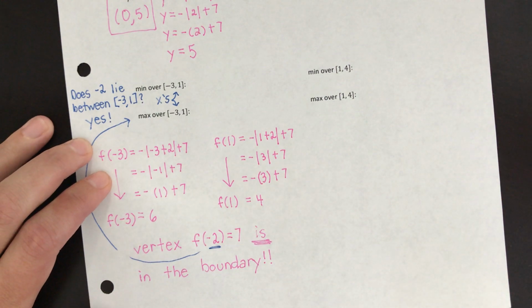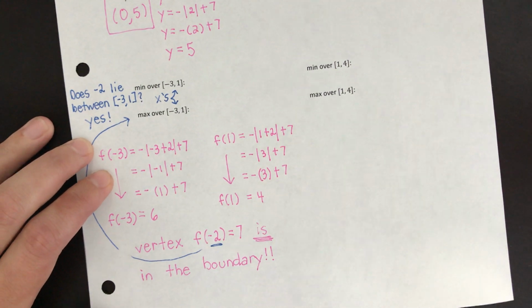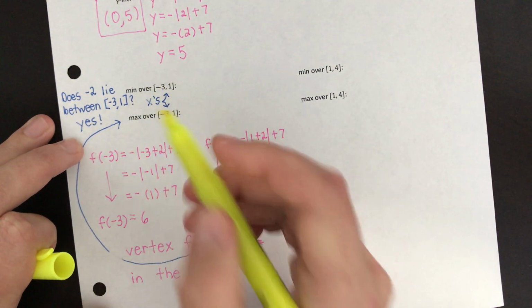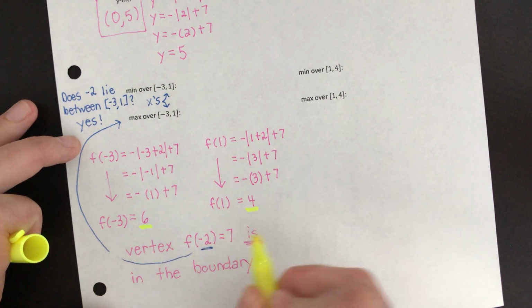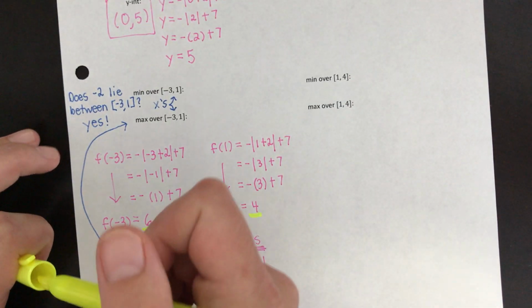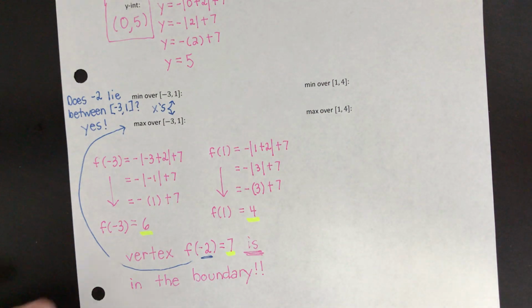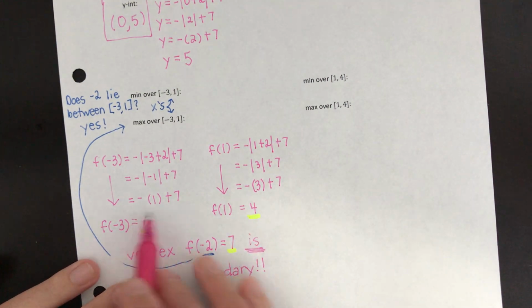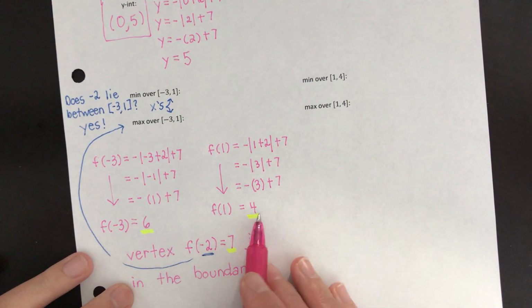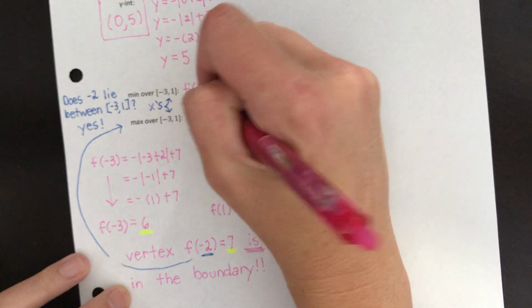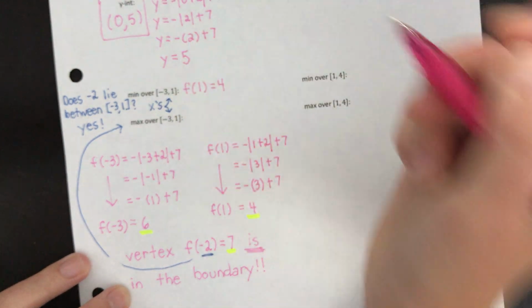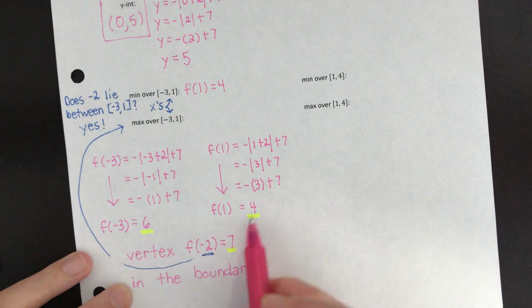So if the vertex is in the boundary, then we need to consider it when we're finding the min and the max. So look at our y values. Remember, min and max is talking height, so that's y. So which of these is the min? Oh, that one. f of 1 equals 4 is your min. Which one of these is your max?